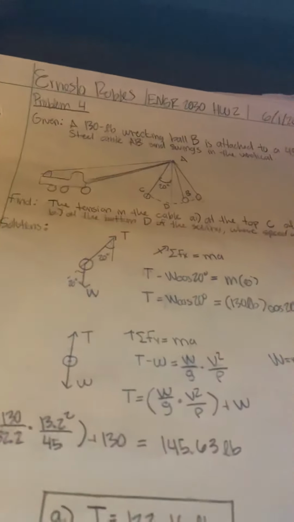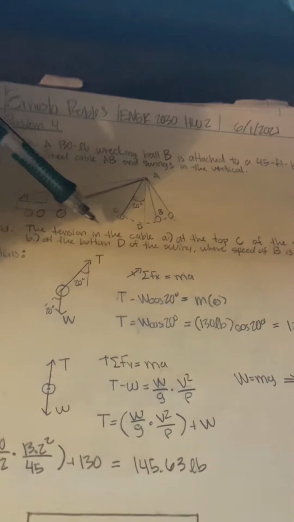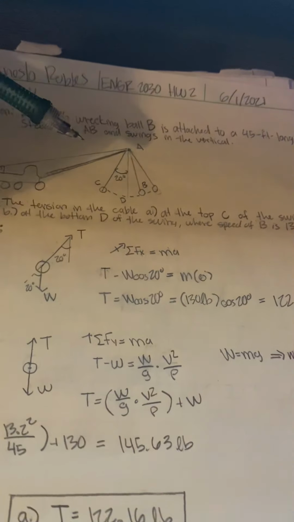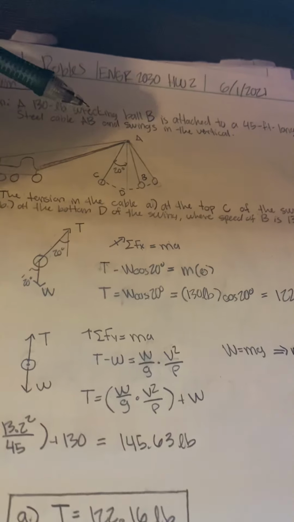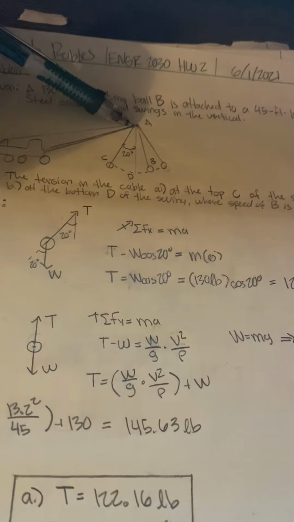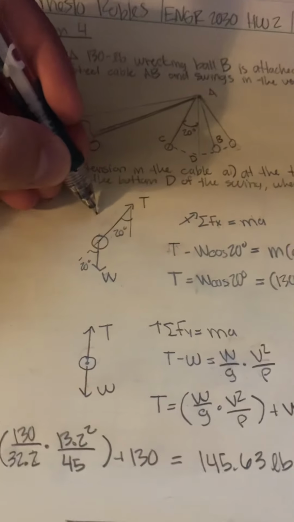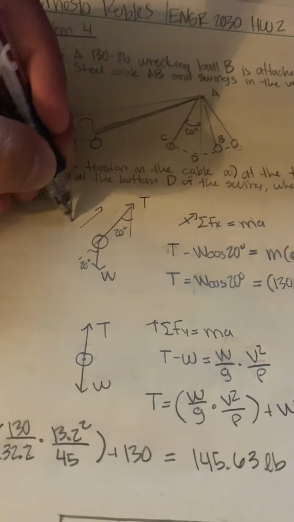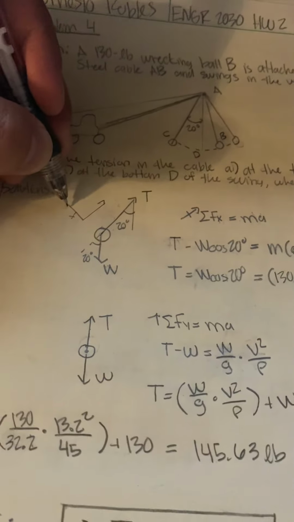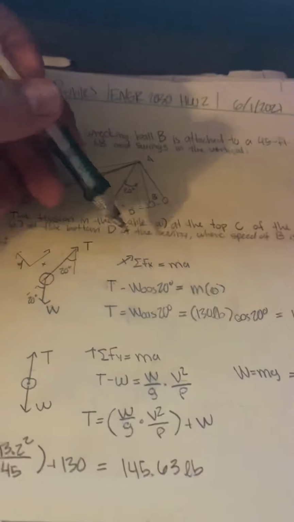Problem 4, given this figure right here with a wrecking ball, it wants us to find the tension at the top of the swing. So I wrote the free body diagram of this right here, and then I made this right here our x direction. Sorry, x direction here, and this right here is our y. So as you can see right here, going up is positive.